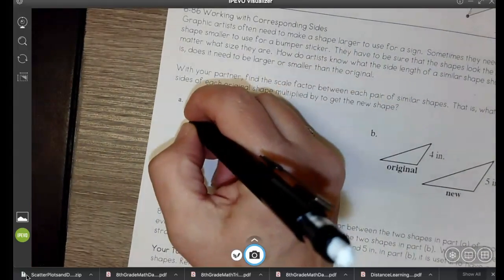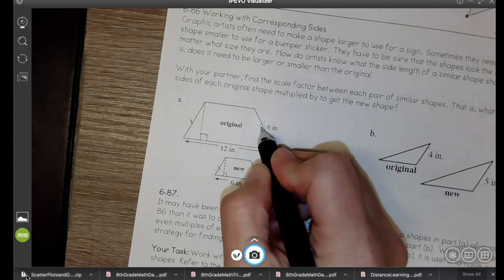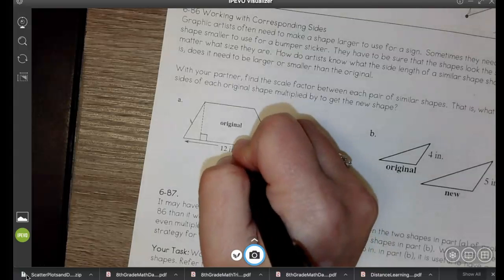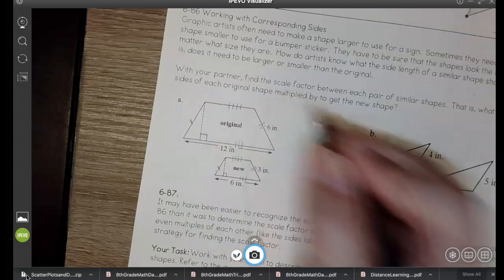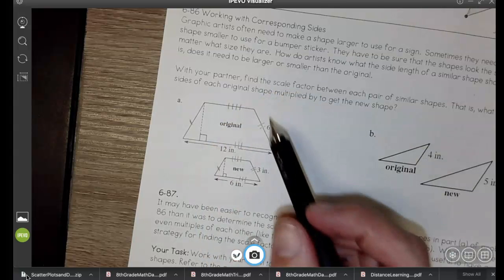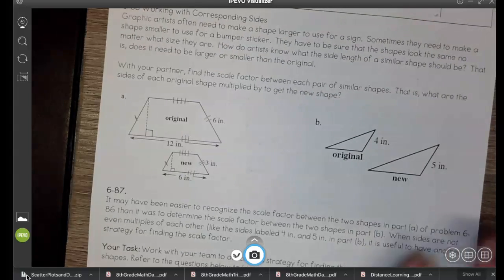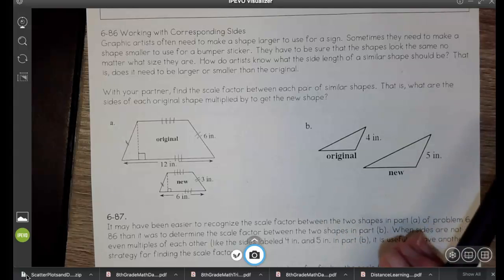Okay, so this would be one course. This side would correspond to this side, this side corresponds to this side, and this side corresponds to this side. And we use the tally marks to show us that we know that this side goes with this side, and so forth.